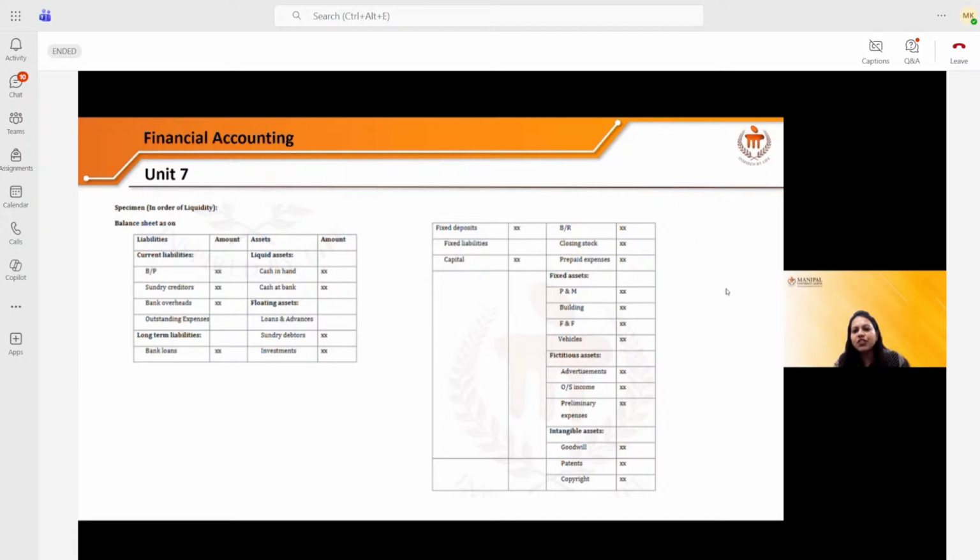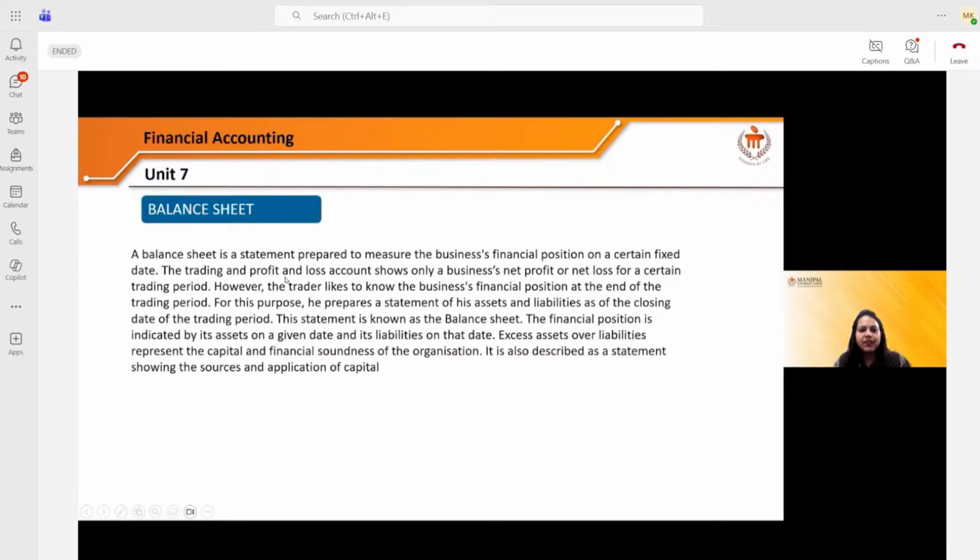There is no formula sheet. Naresh, only format. You have to focus on the format. Balance sheet. That is the definition of the balance sheet. The balance sheet reflects the financial position of any company.